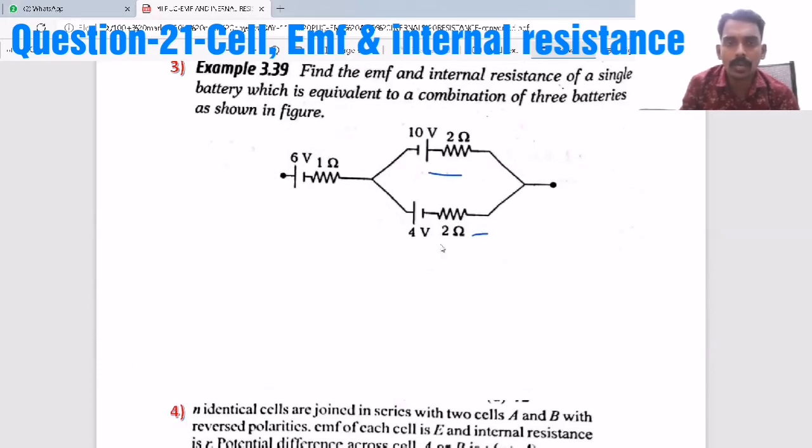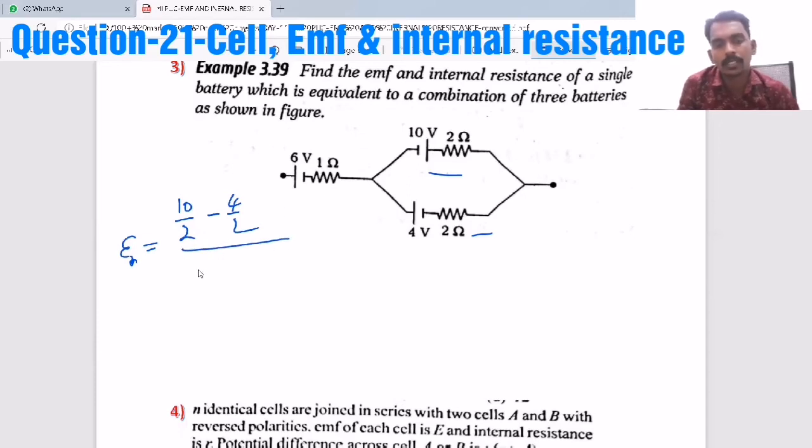Now if you consider these two are in parallel, so the effective EMF will become epsilon 1 by R1, so 10 by 2, minus here 4 by 2 because they are connected in opposite polarity. So epsilon 1 by R1 minus epsilon 2 by R2, divided by 1 by R1 plus 1 by R2. Then you will get the resultant. How much will it become? This is 6 by 2, 3, 3 by 1, 3. We got it.